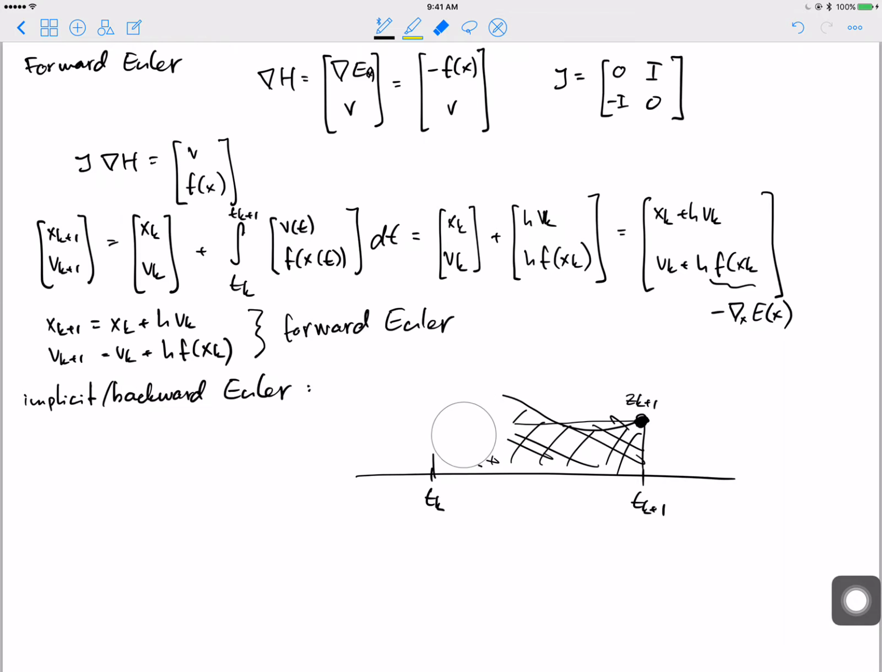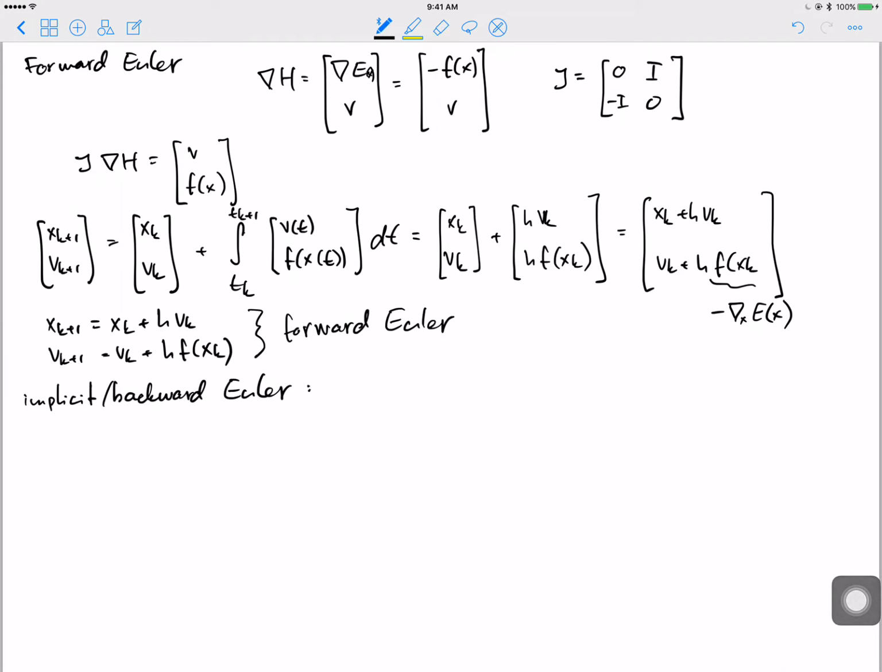So the formulas I would get are looking like this. That's xk plus 1 equals xk plus h vk plus 1. That's the trick. And vk plus 1 equals vk plus h of f of xk plus 1. Okay? So I will highlight this. This is what forward Euler uses. This is what backward Euler uses. And indeed, there is a problem, because xk plus 1 and vk plus 1, that's what I'm computing. I don't know what that is.